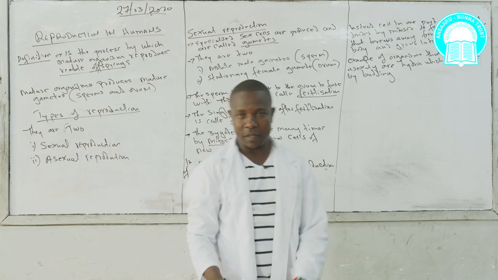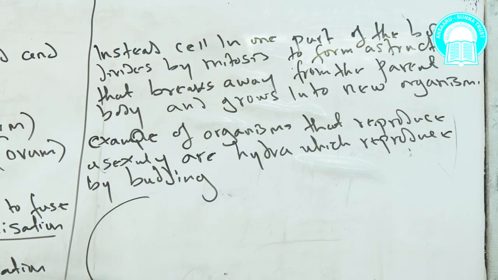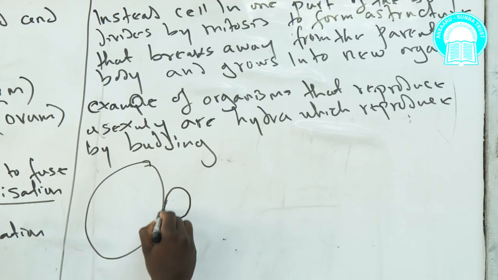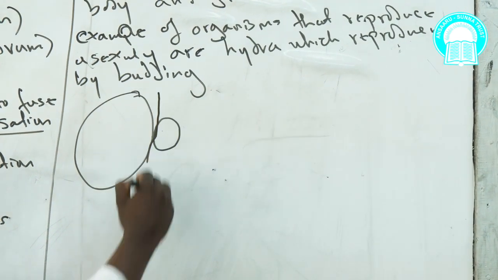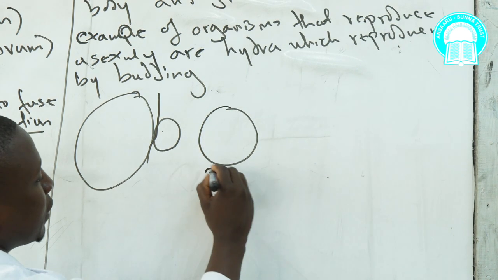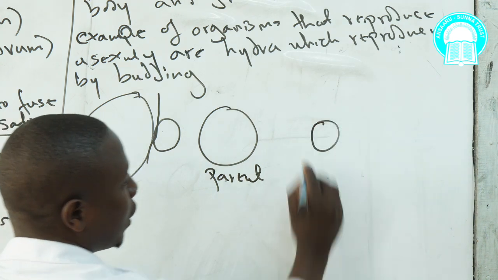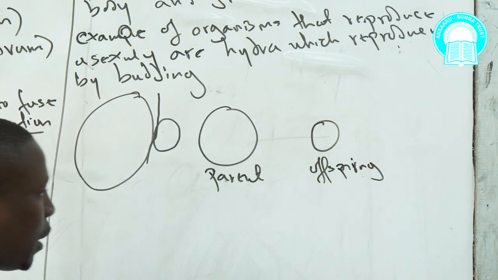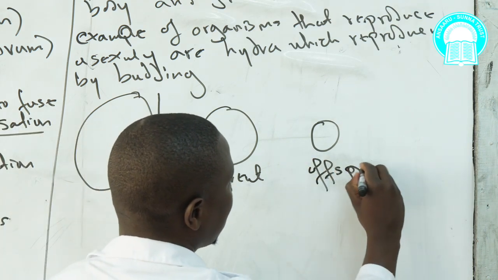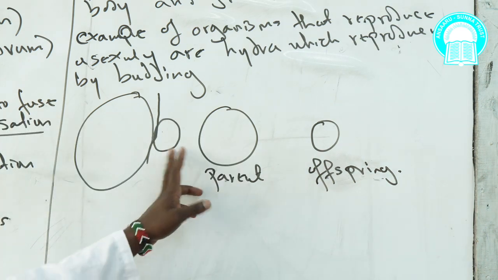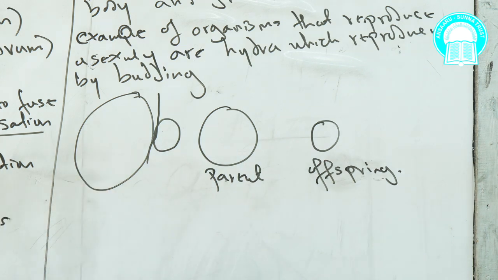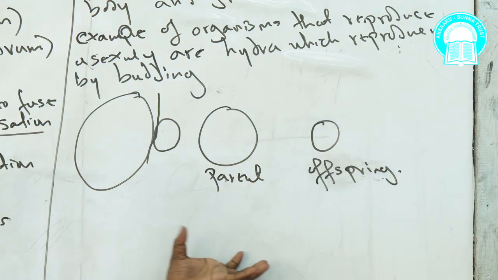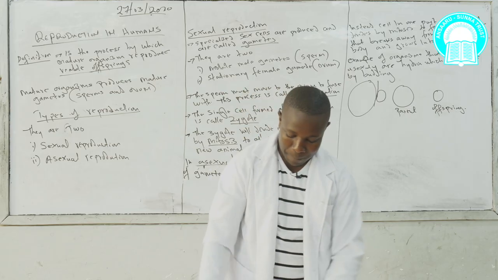Talking about budding, if I can just sketch or demonstrate, this is a parent cell, and on part of the body of the cell we are going to have another cell dividing here. Then at the end of the day, this cell is going to break off, so we have two different cells. This is the parent, and this is the divided cell, the offspring. The offspring resulted from the parent cell. So one part of the body just divides and breaks off from the parent cell to form a new organism. That's what we call asexual reproduction. Completely, there is no fusion of male and female gametes.